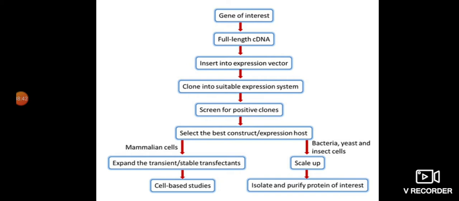go for, in case of mammalian cells, expanding the transient and stable transformants, because in mammalian cells there is a chance of transient and stable transformants. We need stable transformants which can produce this particular protein for several passage numbers or several cycles of culture. Then further we can go for cell based work, that is in mammalian cells. In case of bacteria or yeast or insect systems, we directly go for scaling up, and then we isolate and purify the protein of interest.